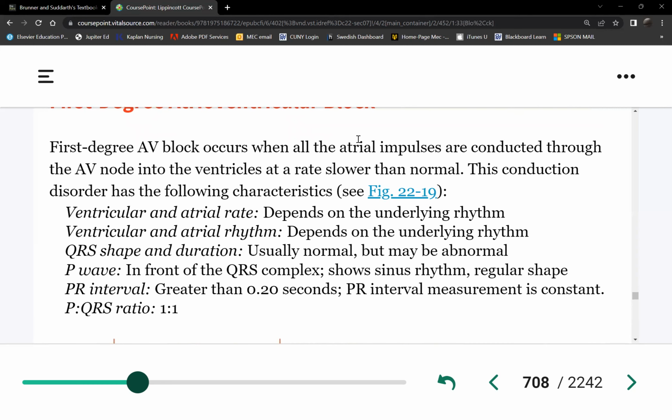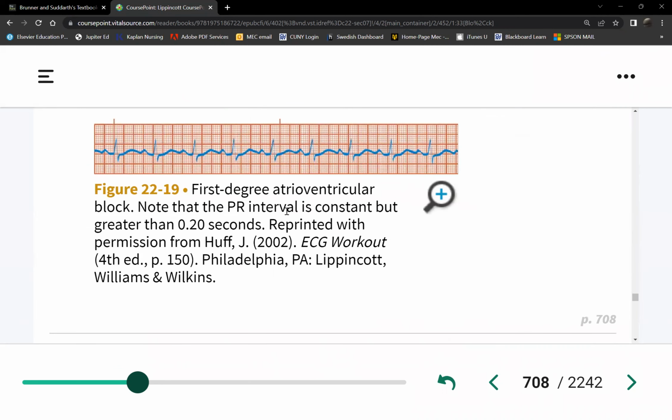Well, what's the normal PR interval? So therefore, this one would be any PR interval that lasts longer than 1 big block, longer than 0.2 seconds. So that's an automatic first degree block, because that's the only thing wrong here.